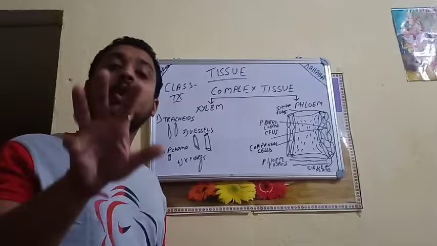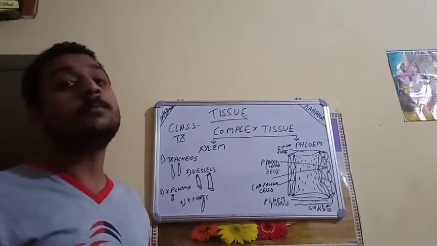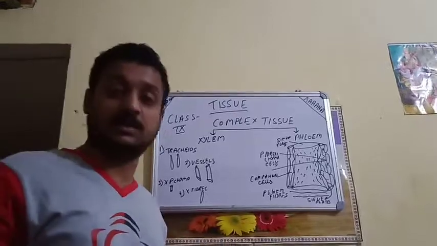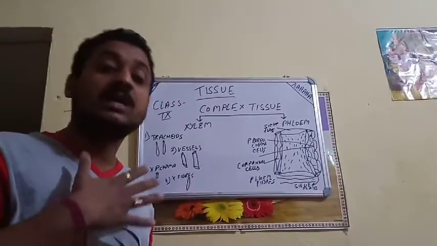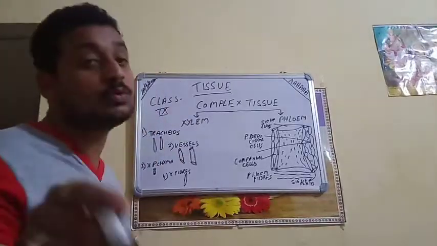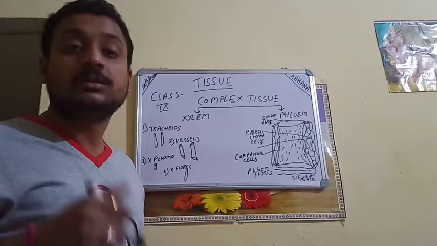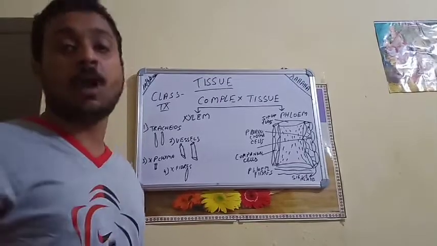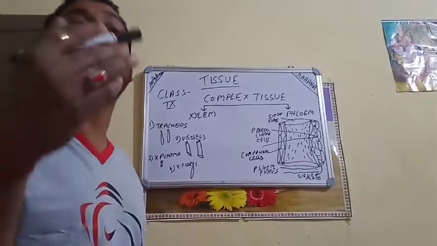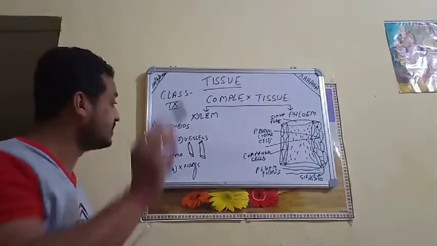Xylem and phloem are also considered as the vascular bundles. Vascular bundles means the conducting bundles. Like in our body, the vascular tissue is the blood. Similarly, in the plant body, the vascular tissue is the xylem and the phloem. They are conducting the things which are required for the growth of the plant. Now, starting with xylem first.